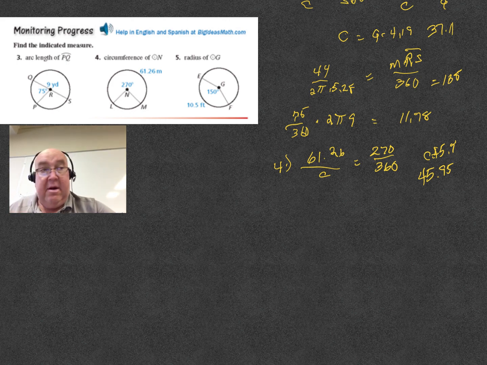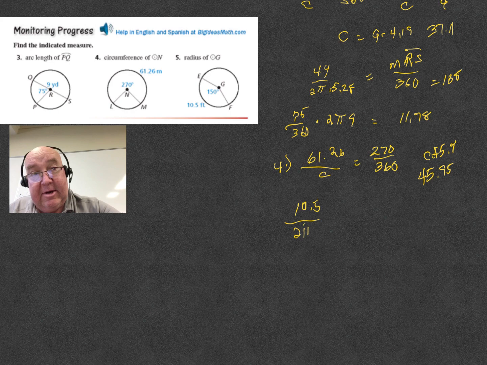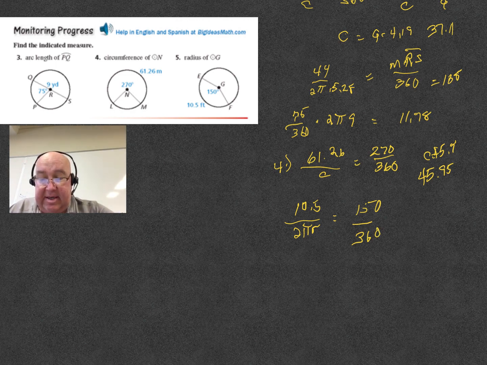And we're going to have 10.5 over 2 pi r is equal to 150 over 360. And we're going to get that 2 pi r then is going to be about 25.525. We divide by 2 pi and we get r is about 4.06.